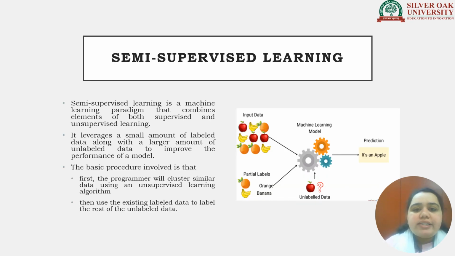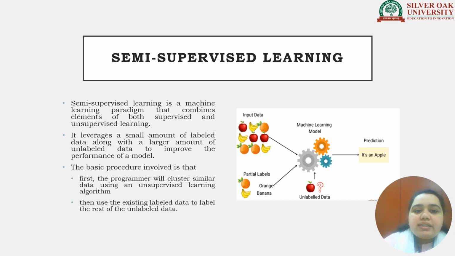Now, talking about semi-supervised learning. Semi-supervised learning is a combination of supervised and unsupervised learning. It uses a small amount of labeled data and a large amount of unlabeled data, which provides the benefits of both unsupervised and supervised learning while avoiding the challenges of finding a large amount of labeled data.